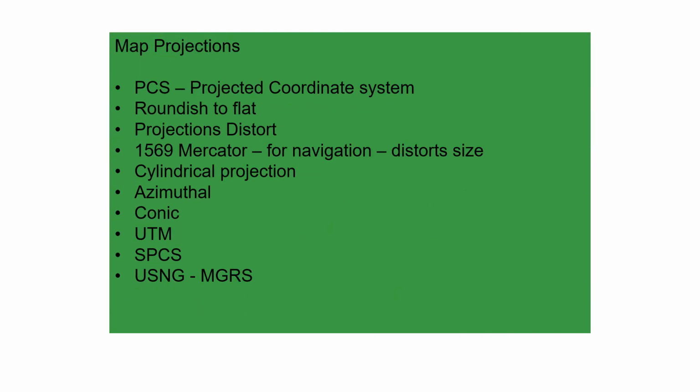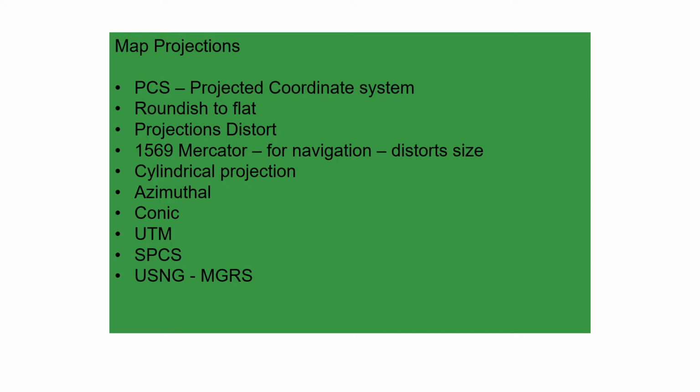Map projections are the next phase in this. When we're dealing with geographic coordinates, that's angular degrees, and that's round. It's coordinates for a globe. Essentially, map projections are for projected coordinate systems, a PCS. This is where we take that still roundish GCS information and convert it into a flat map. When we do this, we generate distortions.